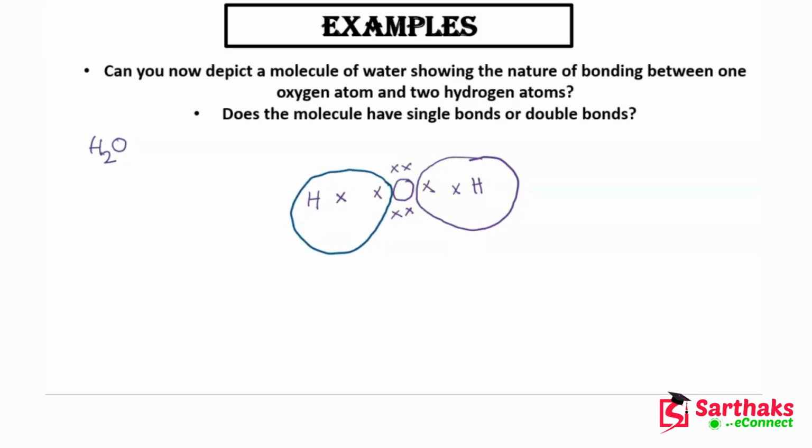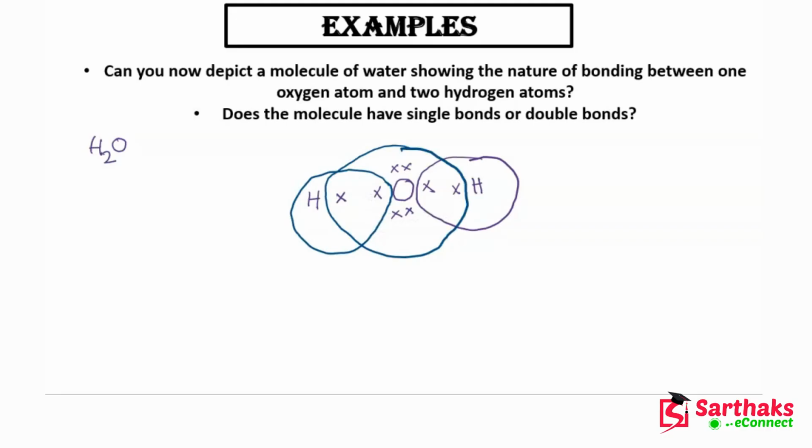And now guys, you can see that the octets of these 3 atoms are completed. How? Let me show you. This oxygen needs 8 electrons. After sharing 1 electron with this hydrogen atom and another 1 electron with this hydrogen atom, it completes its octet. You can see 1 2 3 4 5 6 7 8 electrons in the L shell of oxygen. So oxygen has completed its octet.